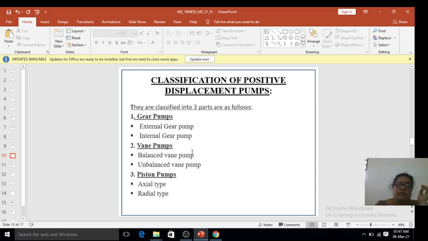When it comes to vane pumps, they are of two types. One is the balanced vane pump, the other one is the unbalanced vane pump. The balanced vane pump is one where the inlet pressure of the fluid as well as the outlet pressure of the fluid will be balanced. That means the inlet force and the outlet force, or pressure of the fluid, in the inlet as well as the outlet will be equal. Then we call it a balanced vane pump, that is, the flow should be balanced.